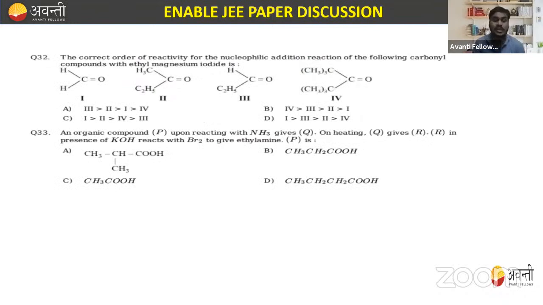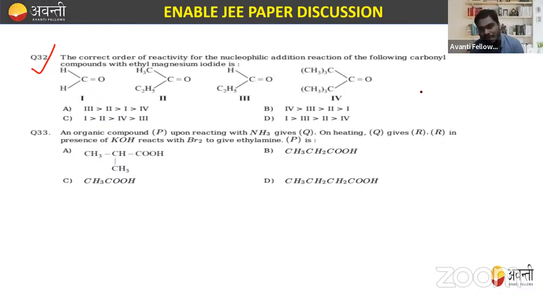Okay, now the next question. It is one of the good questions, I guess, and it is also a very easy question. If someone knows the reactivity of aldehyde and ketone, then they can easily predict the options. Now, what does the question ask? According to this question, what is the correct order of reactivity of the following carbonyl compounds in nucleophilic addition reaction with ethyl magnesium as well?